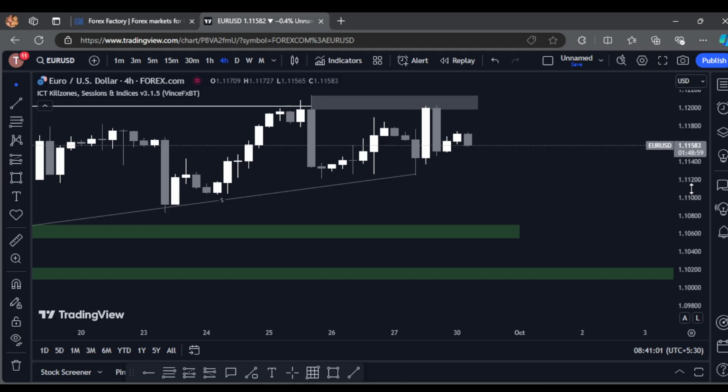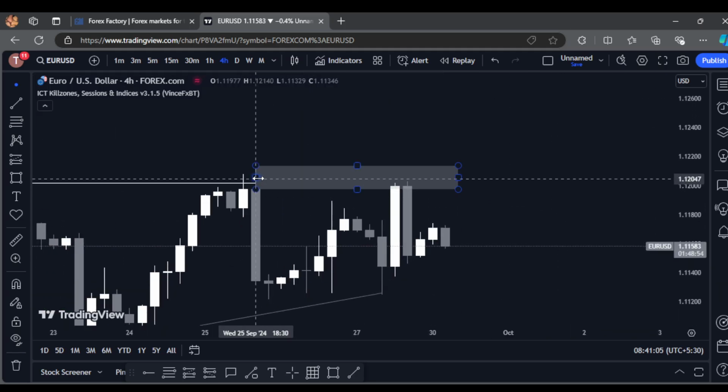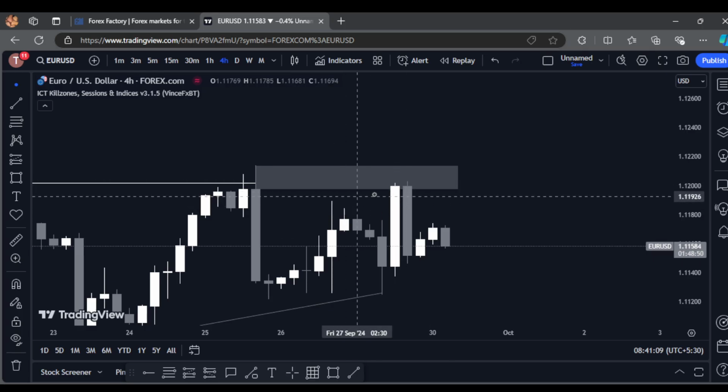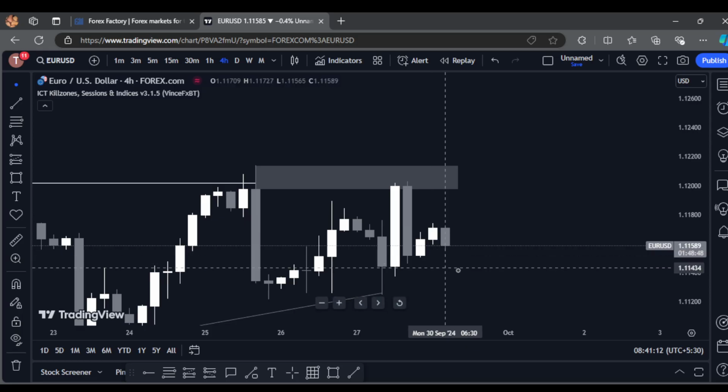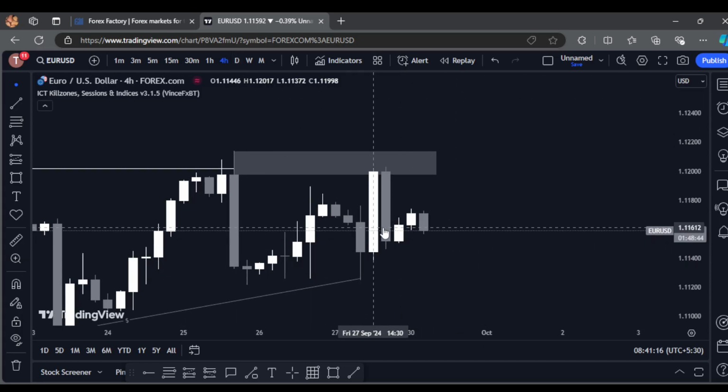So this is the 4-hour chart, and what we can see is that the price responded from this wick, which was unmitigated into the market, and moved into the further downside direction. So let's move to the 1 hours to see what do we have in here.